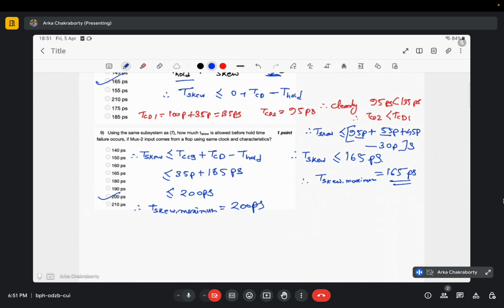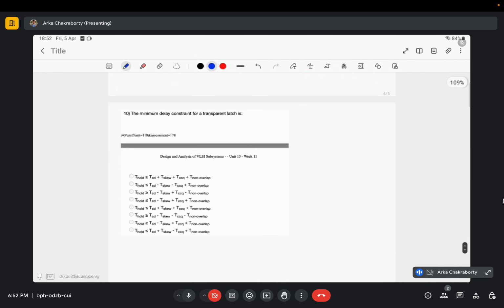And you can see, to improve the skewness, like to increase the limit of T skew, we can introduce more delays in the best case path, that is the contamination path. And as TCCQ has been added, my T skew has improved from 165 picosecond in the previous case to 200 picosecond when TCCQ was considered. Okay, so let's move to the last question of the day.